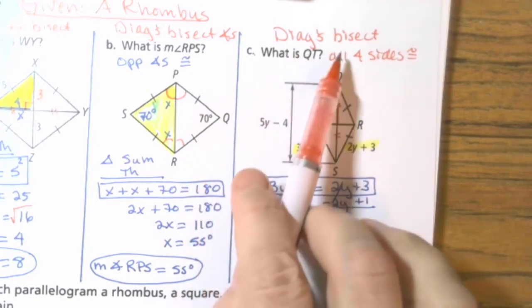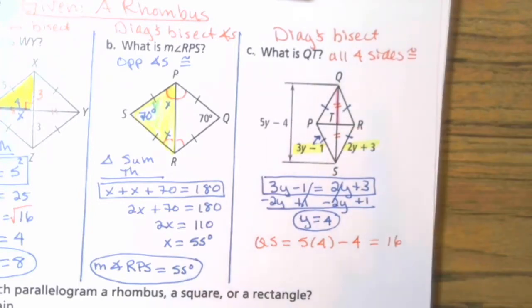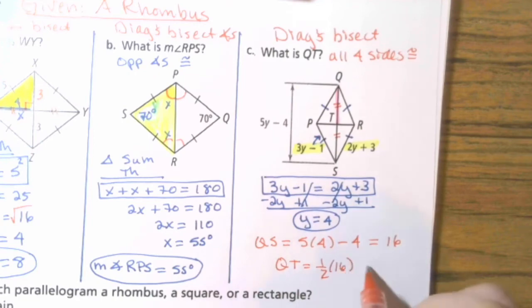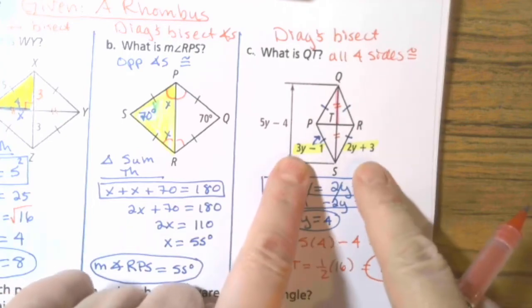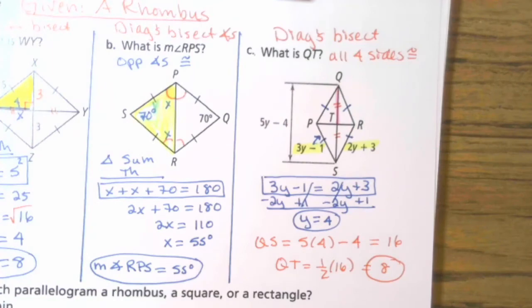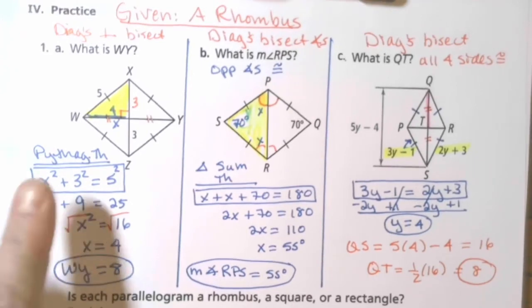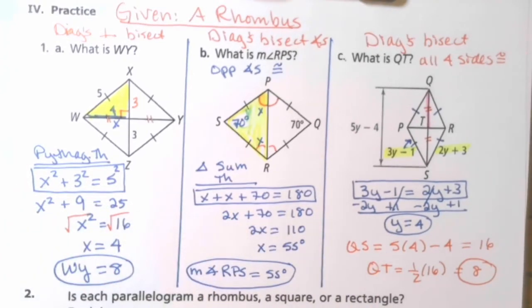Now, because the diagonals bisect, QT is half of that. So QT is half of 16, which is 8. So sometimes you have to use a different property to get the y, and then you can use it in the expression that applies to what you're finding. So all three of these are problems you will see again, and using old theorems as well.